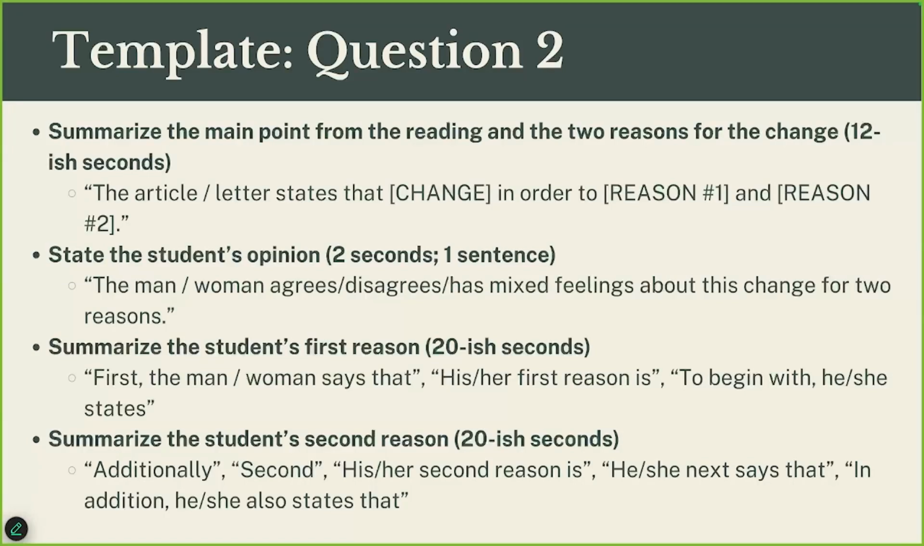But really hit these timers. What tends to happen is a student will spend too long on summarizing question 1, and then by the time they get to question 2, they've got 10 seconds left and they run out of time. That's usually what happens.